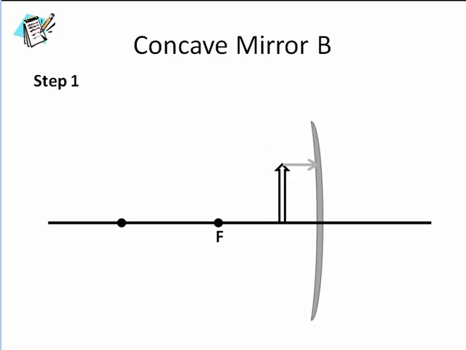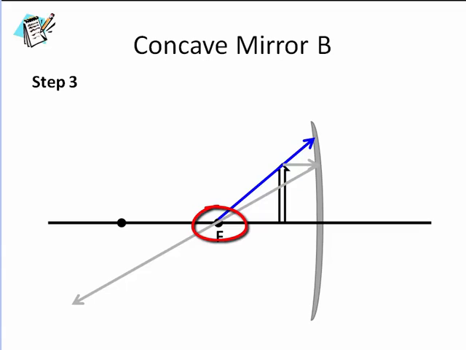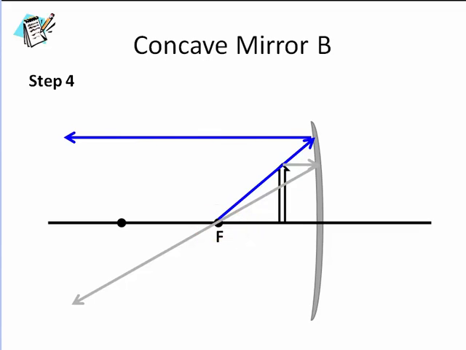Draw your first parallel ray in, then reflect down through the focal point and away to the left. Draw your second ray up from the focal point to the top of the object to the mirror. Remember that you can't just choose any angle for this incident ray, you have to use the focal point to tell you where it will go. Draw the reflected ray parallel to the axis. Since these two reflected rays don't intersect, dash them backward until they do.